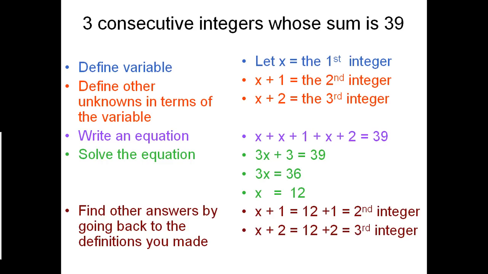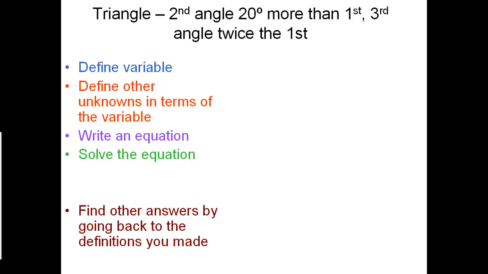Okay? Now we're going on to a different type of problem. Here's a classic. We have a triangle. They say the second angle is 20 degrees more than the first angle, and the third angle is twice the first angle. Okay, that can get pretty confusing, but you take it down to the essentials and you say, well, I have 3 angles in a triangle. I know those 3 angles add up to 180. They're telling me enough information to figure this out.